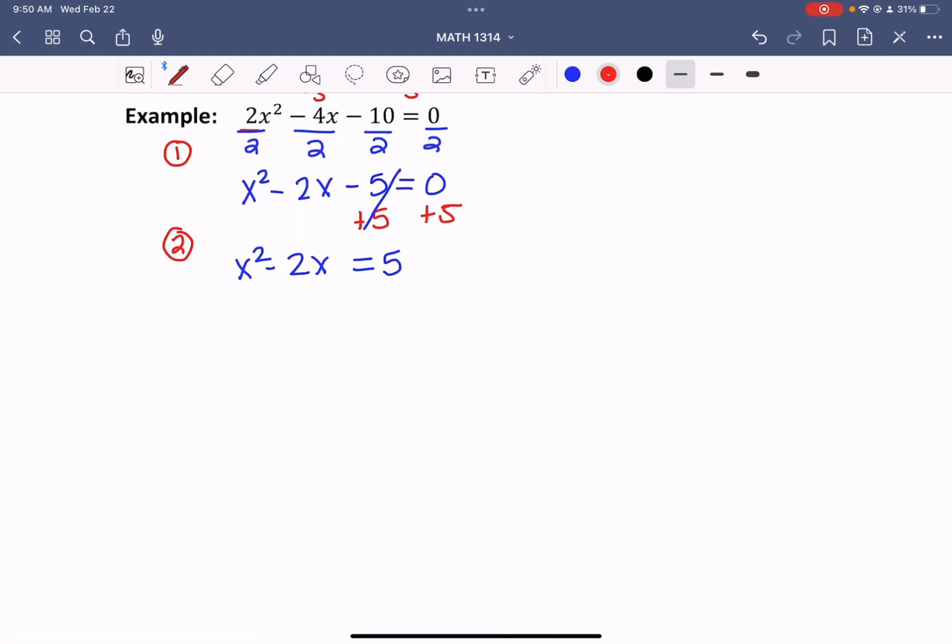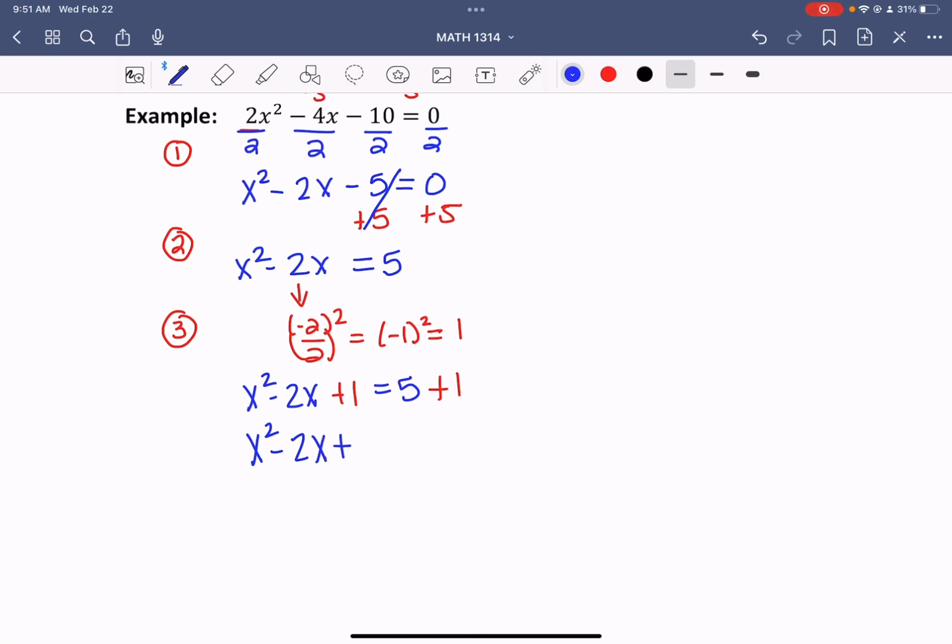Step number 3, add half of b squared to both sides. This is where our small calculation is going to come into play. So I'm going to take this −2, divide it by 2 and square it. So it gives me (−1)², which is positive 1. So for step number 3, I'm going to add that value to both sides. And so I'm going to say x² − 2x plus 1 equals 5, and then plus an additional 1 on the other side again. As long as we do it to both sides, we haven't changed the problem. So I'm going to clean that up. That gives me x² − 2x + 1 = 4.